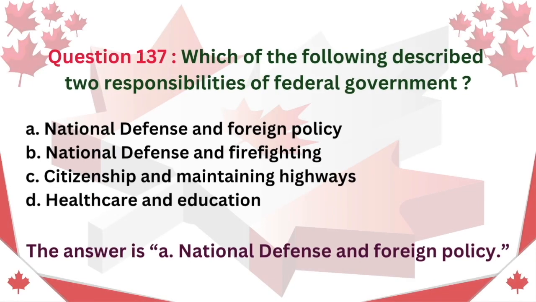Question 137. Which of the following describe two responsibilities of the federal government? A. National defense and foreign policy. B. National defense and firefighting. C. Citizenship and maintaining highways. D. Healthcare and education. The answer is A. National defense and foreign policy.